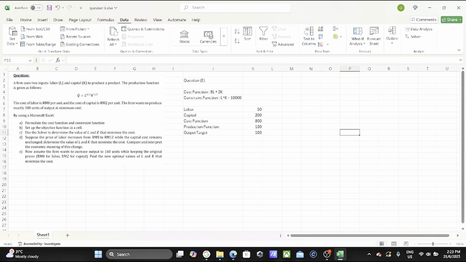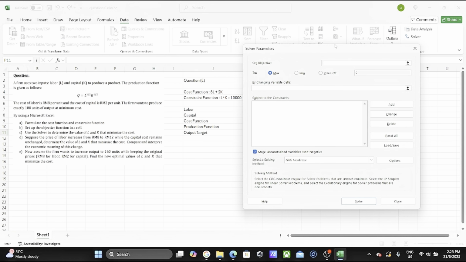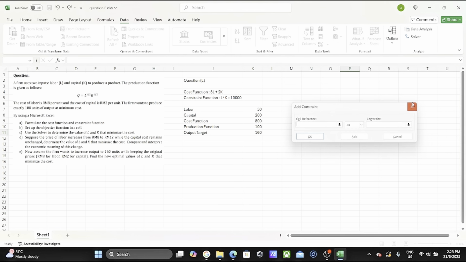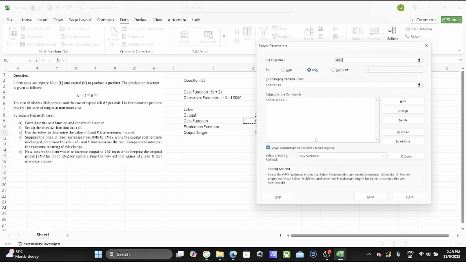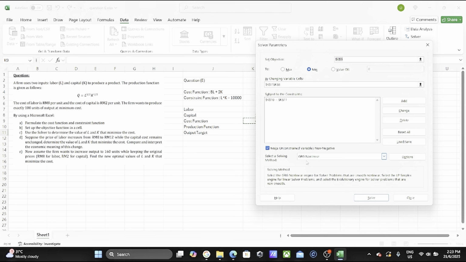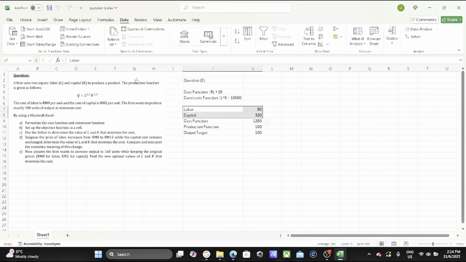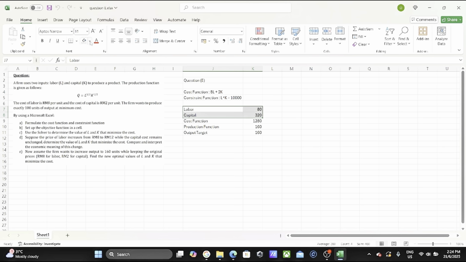Now go to data and then click solver. Our objective is the cost function. So we choose minimize since we want to minimize the cost. And then the variable cells are labor and capital. For the subject to constraint, the cell reference is the production function, equals the output target. Make sure we tick this and choose GRG non-linear. So we already get the new labor and capital values.